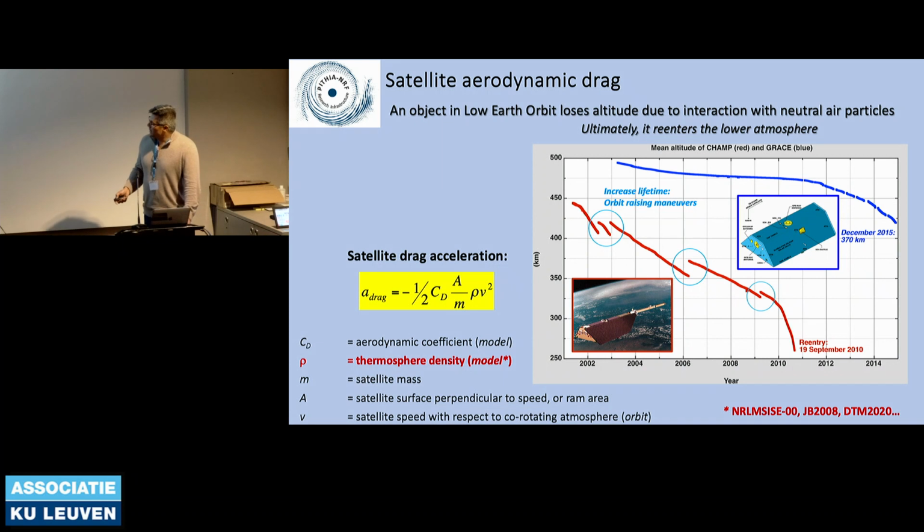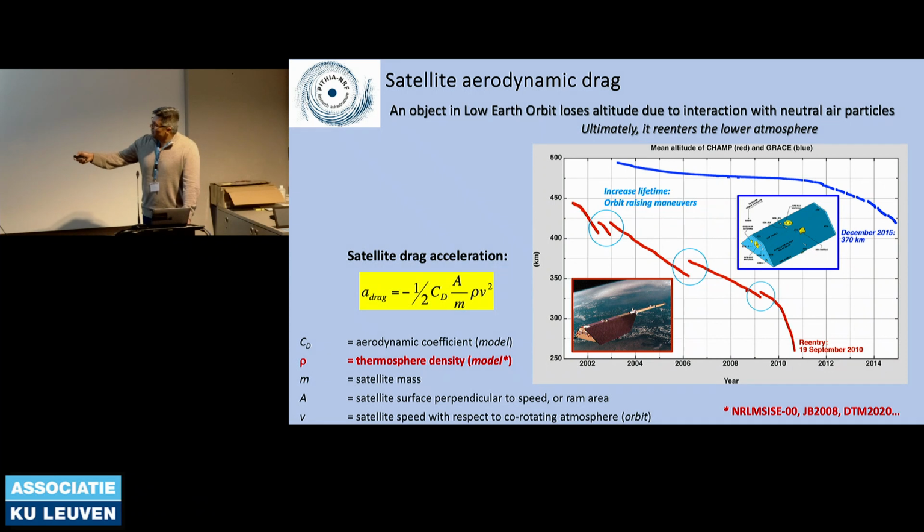So this is the satellite drag acceleration equation, the basic one. You have CD, the aerodynamic coefficient, which relates to the particles impacting on the surface. It's how much energy is transferred by the atmospheric particles to the surface of the satellite. This CD is also obtained through a model. Then we have the ram surface, that is, the frontal surface if the satellite is flying in this direction, which is the case for these two.